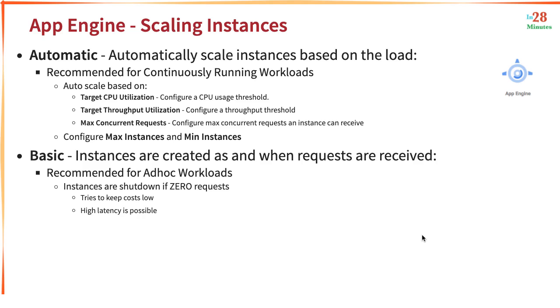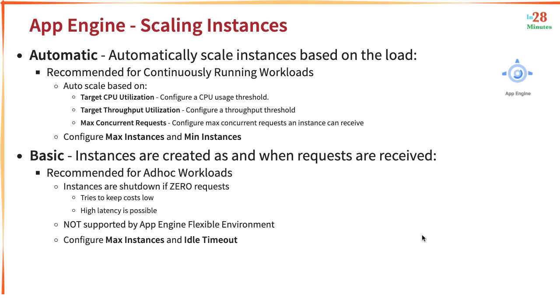However, the disadvantage of basic scaling is the fact that high latency is possible. Why is there high latency? Because it's possible that there are no requests that are being served by a basic scaling instance right now, and therefore a new instance has to be created and then your request would be served. Another important thing to remember for basic is the fact that it is not supported by App Engine flexible. It is only supported by App Engine standard. When you're configuring basic scaling, you can configure what is the maximum number of instances you can go up to and what is the idle timeout. So if you have no request for a specific amount of time period, then you'd go down to 0 instances.